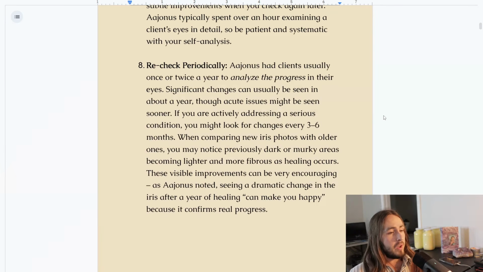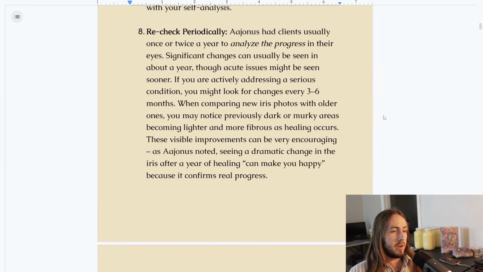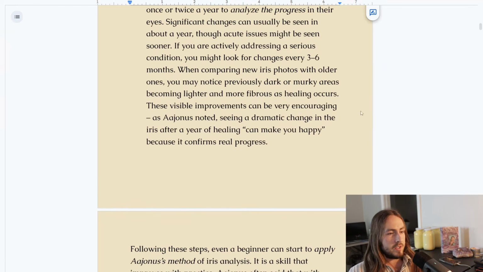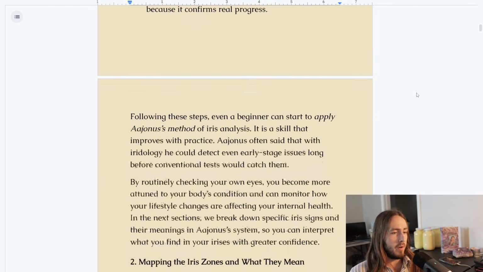And so Agenus would look at people's irises once or twice a year. And like I said, it usually takes over a year to see real progress. And you might see some small changes sooner. And so just compare after a year your new iris photos with your old ones, and pay attention to the differences. And this is going to be motivation. It's going to make you happy because you're confirming real progress.